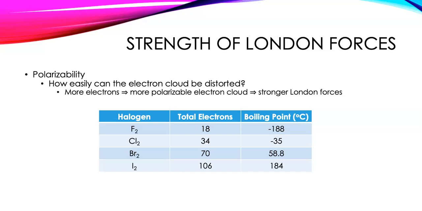So if we look at the halogens, if we go from fluorine to chlorine to bromine to iodine, all right, as we go down the column and we have more electrons in the electron cloud, we see that the boiling points go up considerably.